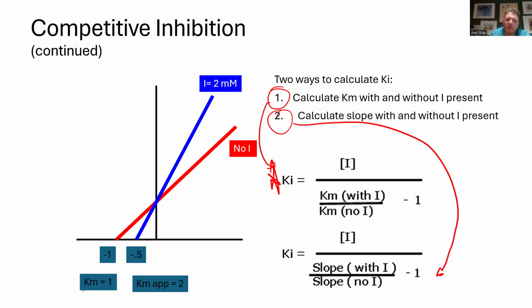Another way that you can look at these different Kms is that Km plus the inhibitor is commonly referred to as the Km apparent. Km without the inhibitor is just that. It is referred to as your Km.